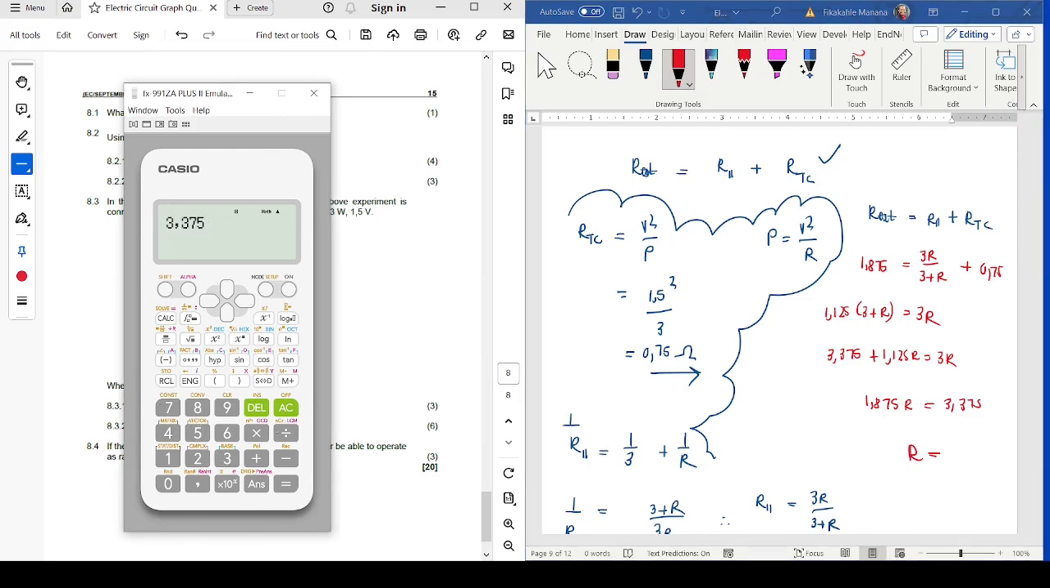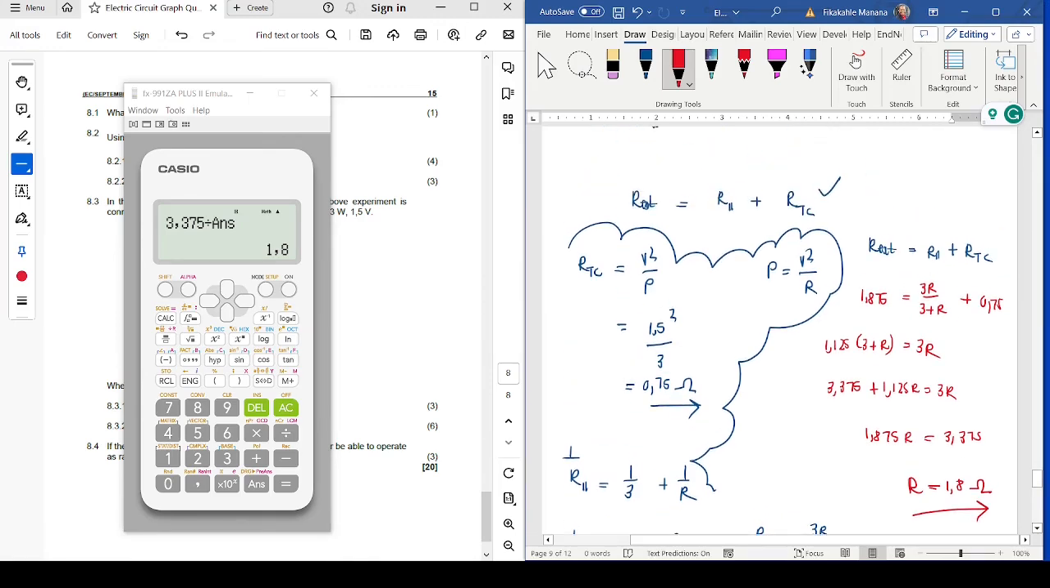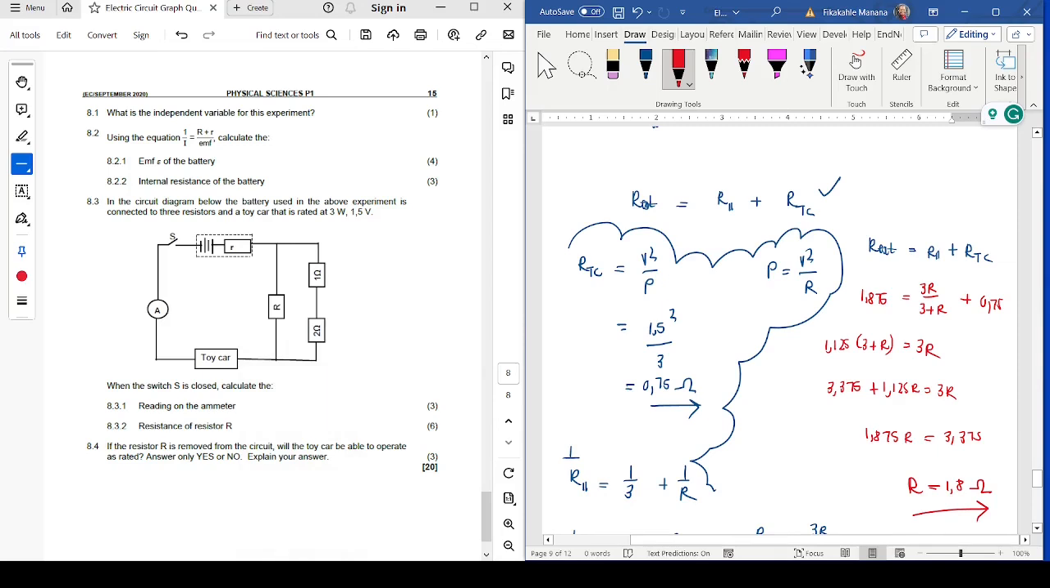So r, finally, 3,375 divided by the 1,875. Basically our r is 1,8 ohm. Okay, yeah, that is it. 1,8 ohm. We are done. Whoa, we're not done. That's just 8.3.2.